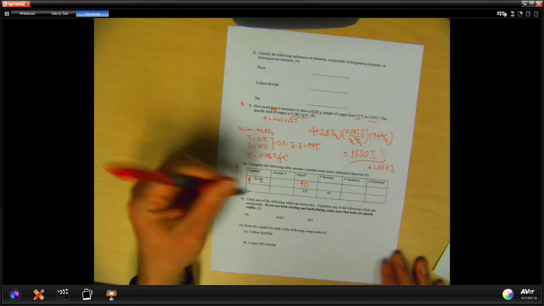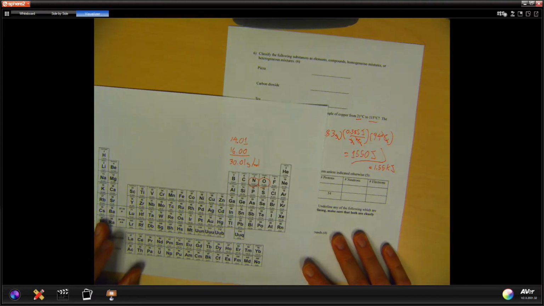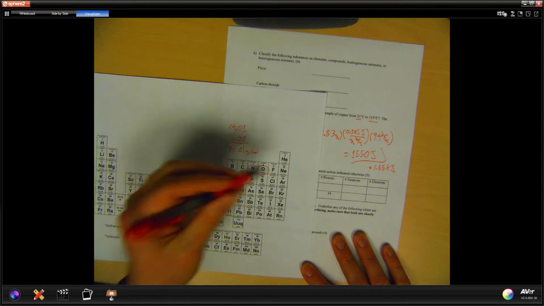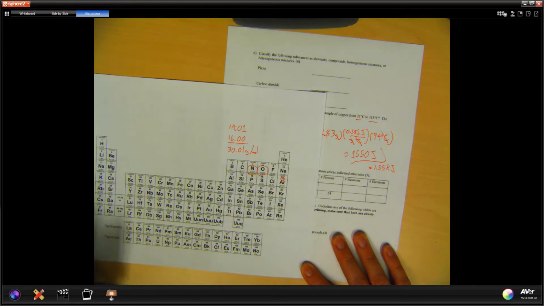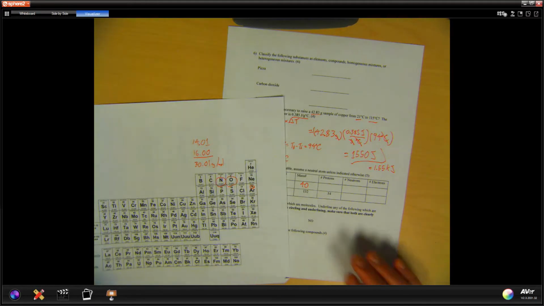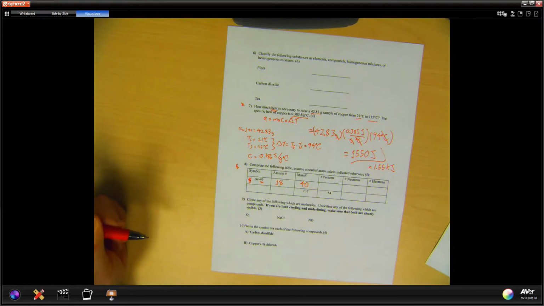And then when we see the symbol Ar, we can look at the periodic table. I'm going to go ahead and go back to our periodic table. This is the same one we used in the previous video. And we look for argon. We find argon is right here. And we see that number right there is the atomic number. So we write 18 as the atomic number.